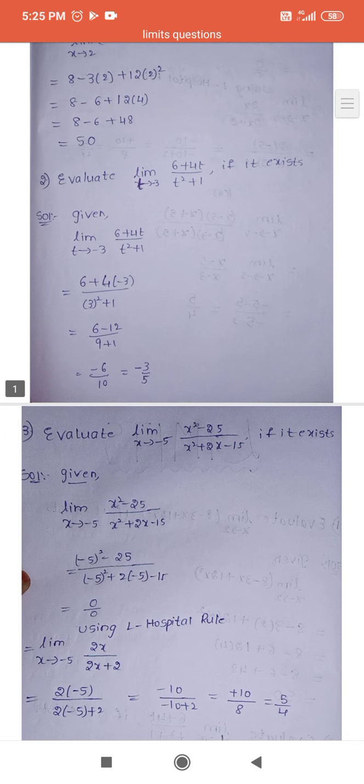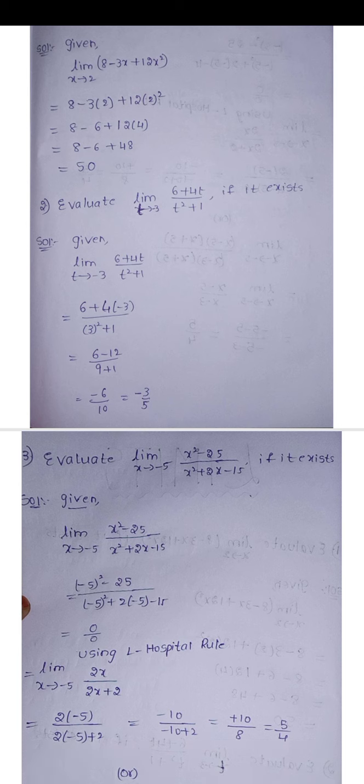Next, second problem. Evaluate the limit as t tends to minus 3 of (6 plus 4t) by (t square plus 1), if it exists. Solution: first we will apply limits. In place of t we substitute minus 3. So 6 plus 4 into minus 3 by minus 3 whole square plus 1. 4 into 3 is 12, as there is minus, so minus 12. 6 minus 12 is minus 6, by 9 plus 1 is 10, which equals minus 3 by 5. In this way we have to solve the problems. First we have to apply the limits.